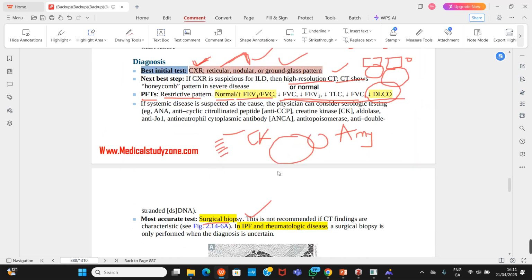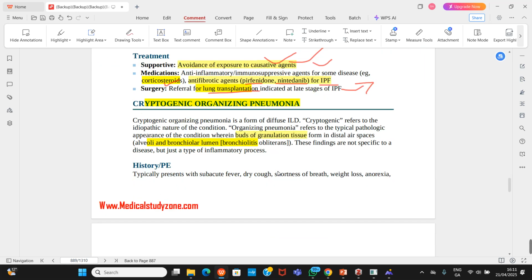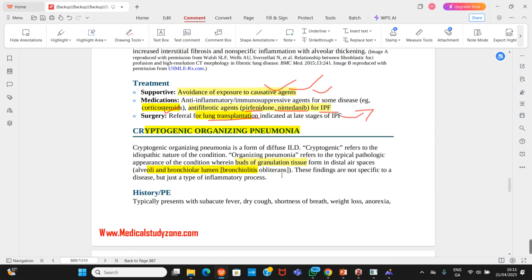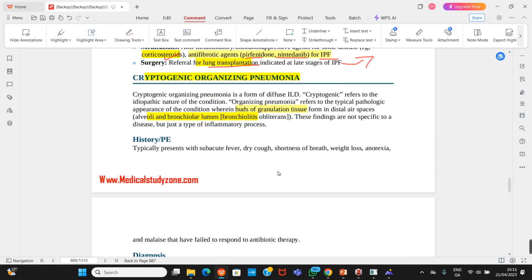Okay. So I think we get the gist for interstitial lung disease. But let's just have it like that. It will not go beyond that. Trust me, they won't ask you beyond that.